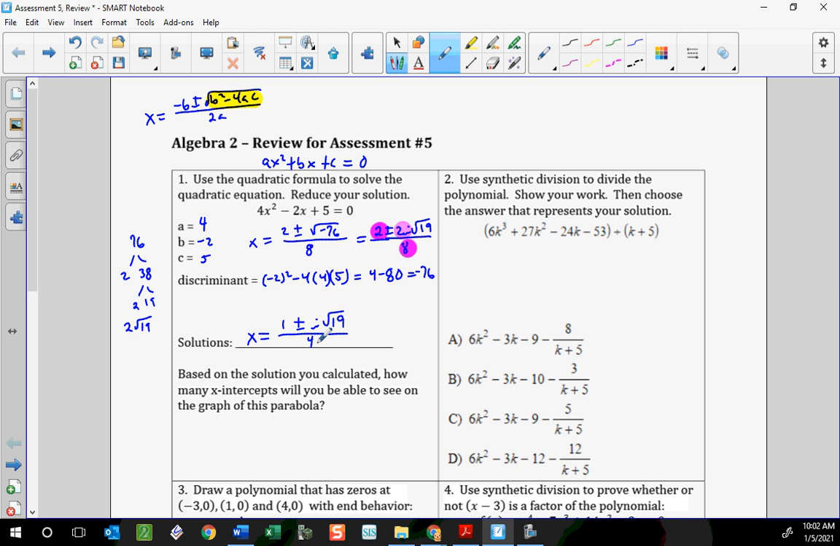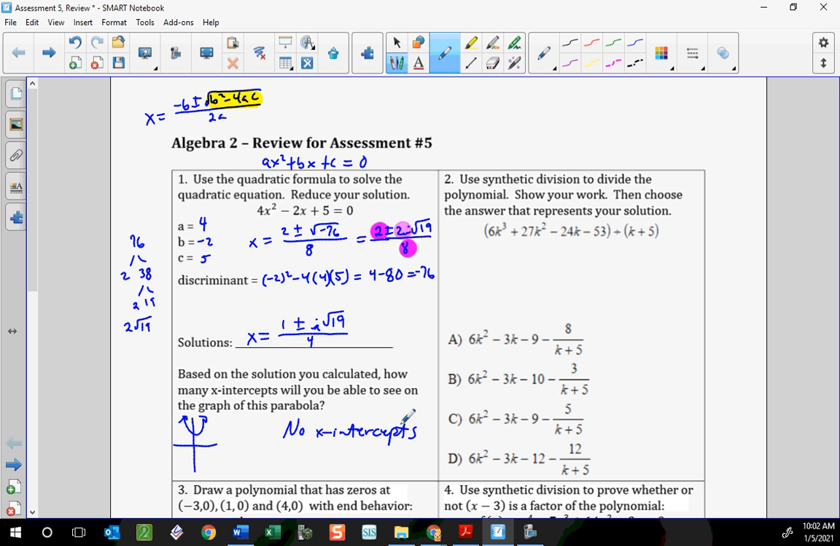All right, so based on this solution that you calculated, which we did, how many x-intercepts will you be able to see on the graph of this parabola? So you can graph the parabola just to check, but what's going to happen here is this parabola is never going to touch the x-axis. Because this has an i right here, this imaginary solution, it's going to be above the x-axis. I can tell it's above because it has a positive x squared facing up. It's not supposed to touch the x-axis. So how many x-intercepts will we be able to see? You'll be able to see no x-intercepts, because if you see an x-intercept, it means there's a real answer, and there's not.